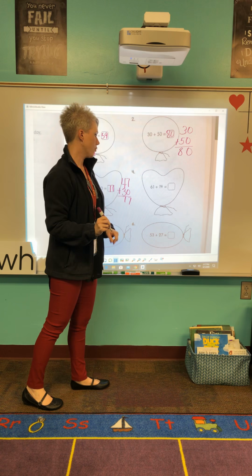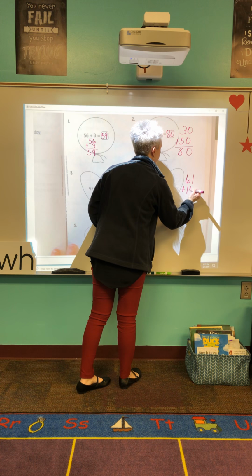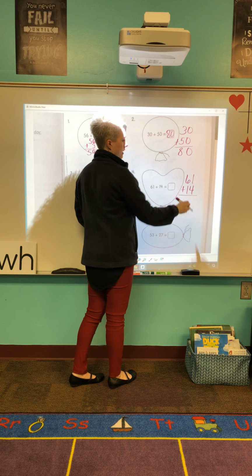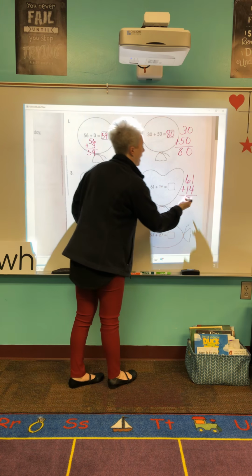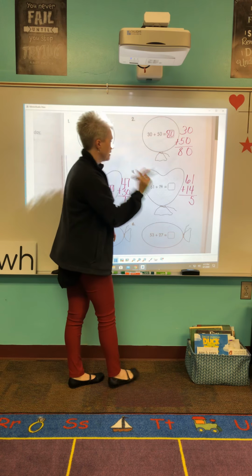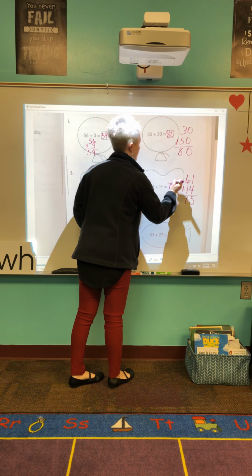61 plus 14. Let's stack it up. 1 plus 4. 1 plus 4 is, yell it out, 5, good job. 6 plus 1 is, yell it out, 7. 61 plus 14 is 75.